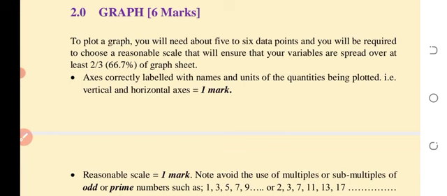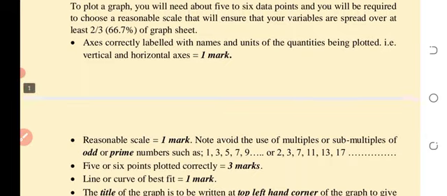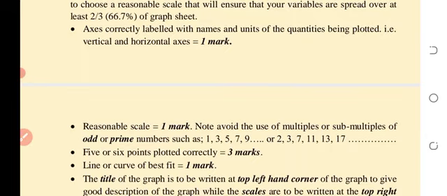But in physics, we are plotting known quantities. So you have to use the name or the symbols of the quantity you are plotting with their corresponding units. And also, you must choose a reasonable scale that will make your graph occupy at least 2/3 or 67% of your graph sheet, and always avoid the use of prime numbers and some strange odd numbers.